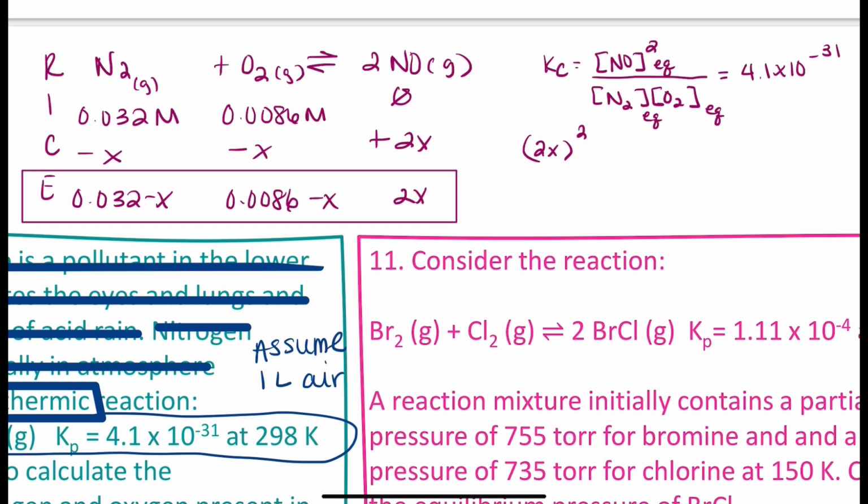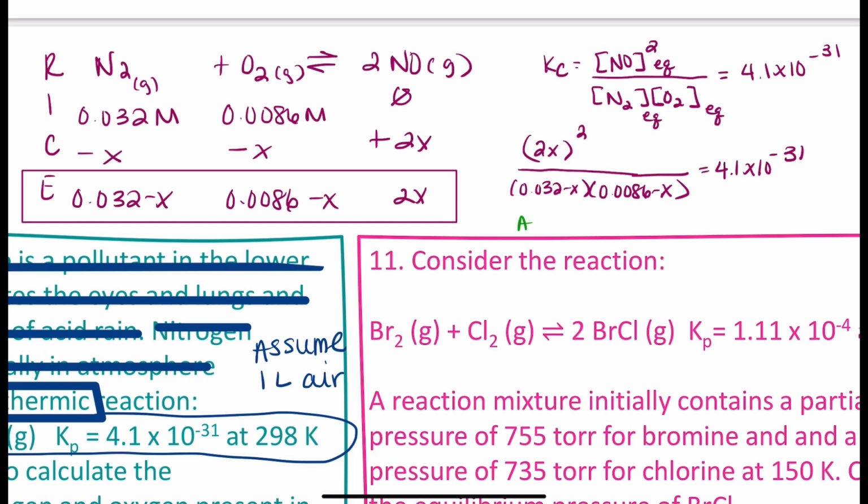2x squared for the NO concentration at equilibrium. My N2 concentration at equilibrium is 0.032 minus x, and my O2 is 0.0086 minus x. And I know this equals 4.1 times 10 to the minus 31. Again, I'm going to implement the 5% rule here because, well, I want to. I don't want to solve this thing.